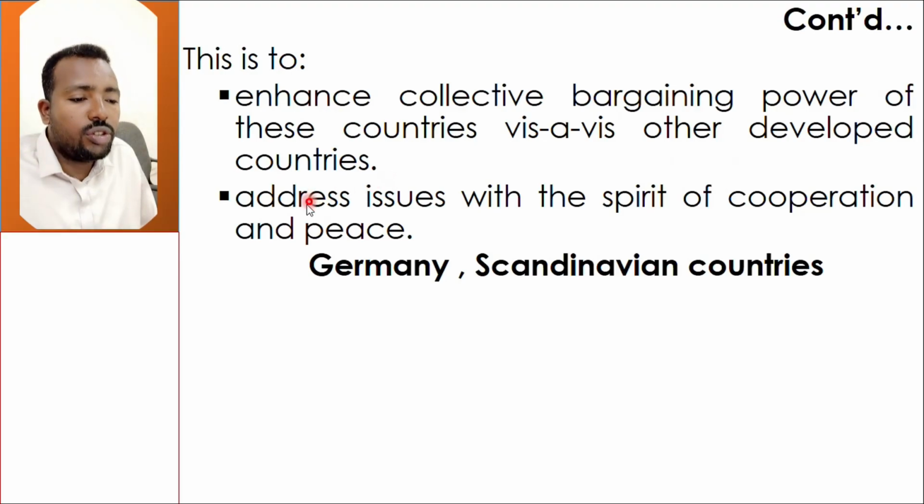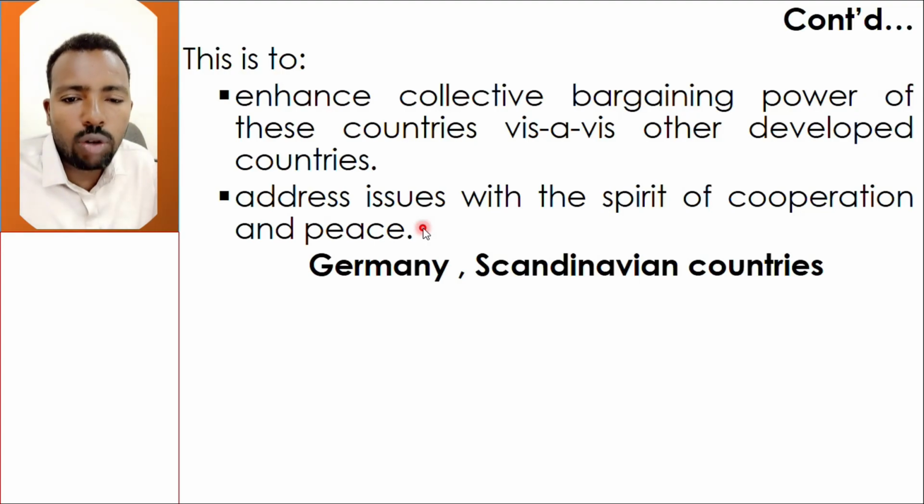And this is also to address issues with the spirit of cooperation and peace. As far as the global political system is very toxic and changing from time to time, the peace and stability of the world depends on the collective actions of states. That is why the United Nations mostly attempts to bring global peace and stability at the will of the states. States are there to do the same. Otherwise, it's challenging. Maintaining global peace and stability cannot be carried out by the developed ones or developing ones alone. So cooperation is very important.